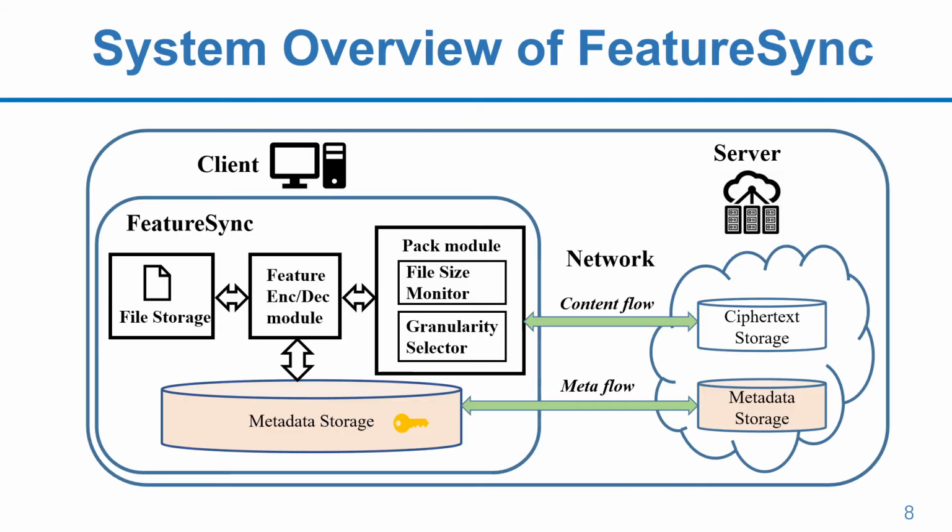Based on the observations, we propose a feature-based cloud sync scheme, Feature Sync, which encrypts files based on their features to achieve data sync efficiently. Moreover, Feature Sync further merges one batch of requests to eliminate network round trip overhead. This figure shows a system architecture of Feature Sync. It has two main functional modules, Feature Search and Encryption module, and File Package and Granularity Select module.